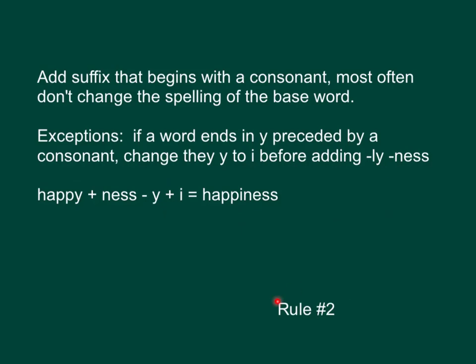Now I'm going to call this rule number 2, even though it's the same rule. It's still about taking a suffix that begins with a consonant. Here's what we're talking about. If it ends with a Y and it's preceded by a consonant, like the consonant P in front of the Y, then you change the Y to I before adding ly or ness or any others. Okay? Happy, if I want to add ness, I subtract the Y and add the I.